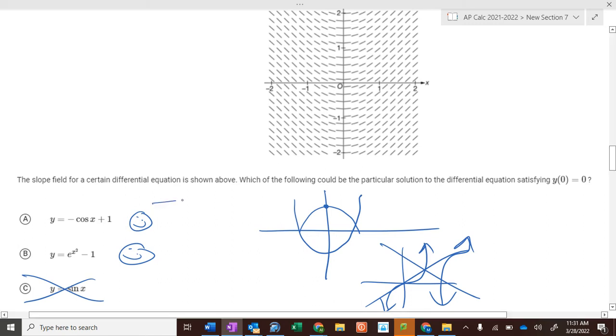I already said cosine is going to look like this parabola here. So we know that probably is it, but we've got to make sure this isn't it. So let's try negative 1. What's negative 1 squared? 1. What's e to the 1? What's Euler's number? 2.718281828459045. Okay, so if we subtract 1, it's 1.71. It's positive, right? So at negative 1, we should have a positive slope if that works.